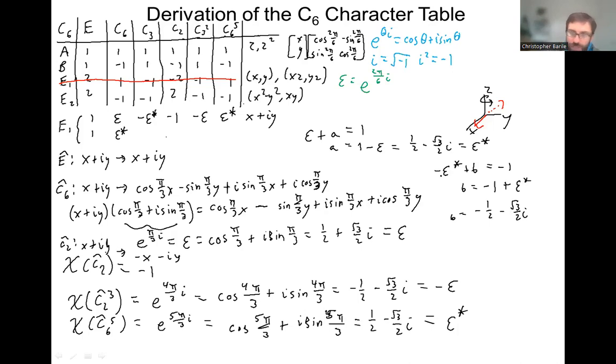Move this negative epsilon complex conjugate over to the other side. We get plus epsilon complex conjugate. So the complex conjugate of epsilon is down here. We do negative one plus that. We get a negative 1/2. And then this imaginary part stays the same. What is that equal to? Well, that is just the negative of epsilon. You can see if we put minus signs on epsilon, it's right here, negative epsilon. So B equals negative epsilon.